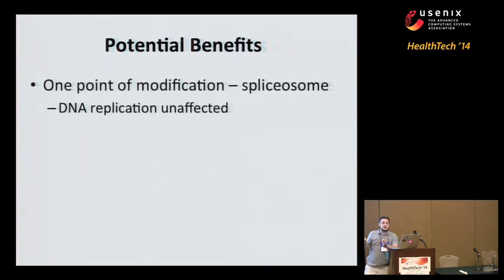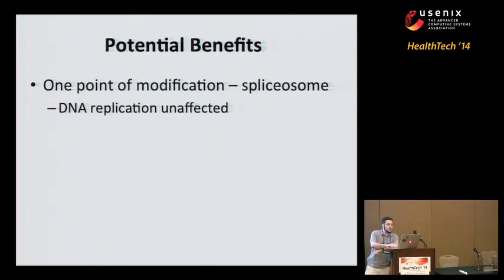There's only one point of modification in practice to the running system, that is the spliceosome. This is all incrementally deployable. I can do that to myself before anyone else has to do it to anyone else. The benefits are entirely mine when I do it, so incentives are very well aligned. DNA replication itself is unaffected. You replicate encrypted DNA just like you replicate non-encrypted DNA.